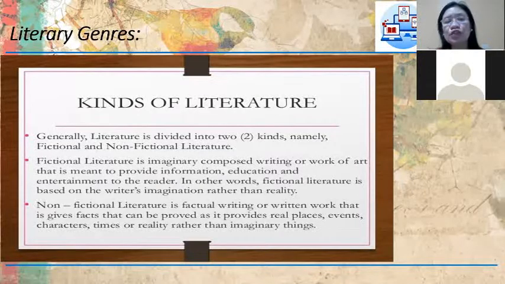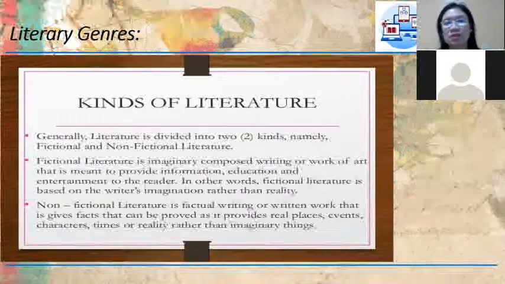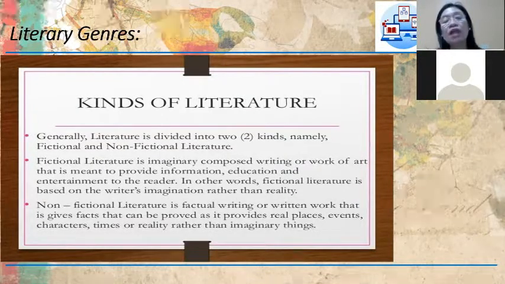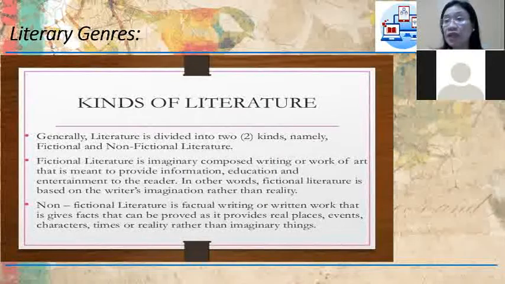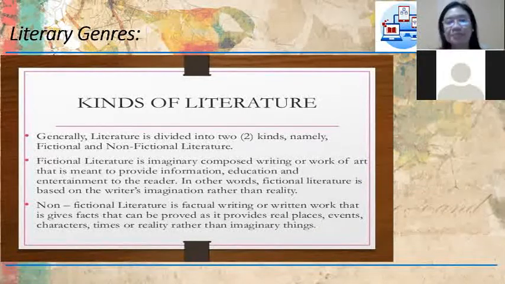Now, generally, literature is divided into two genres, namely fictional and non-fictional literature. As I said a while ago, fictional literature is an imaginary, composed writing or work of art that is meant to provide information, education, and entertainment to the reader. In other words, fictional literature is based on the writer's imagination rather than reality.